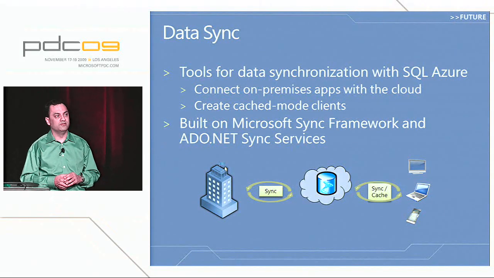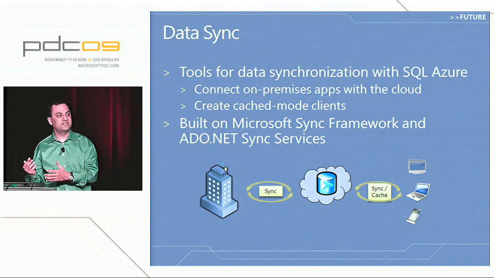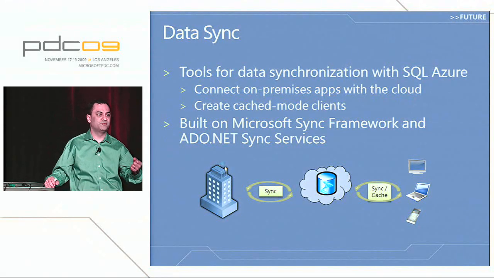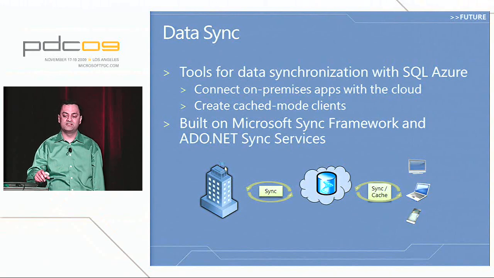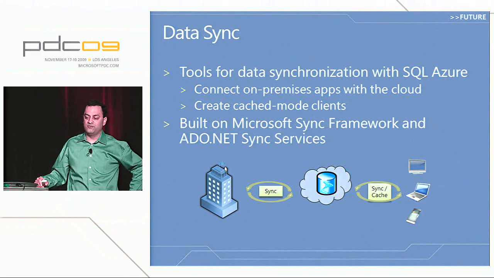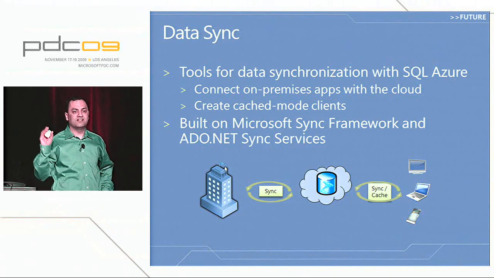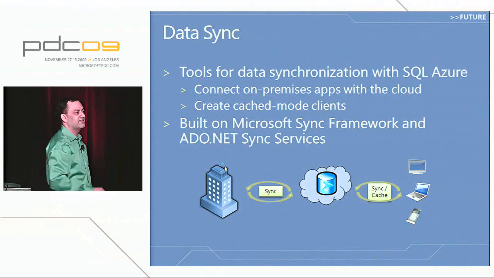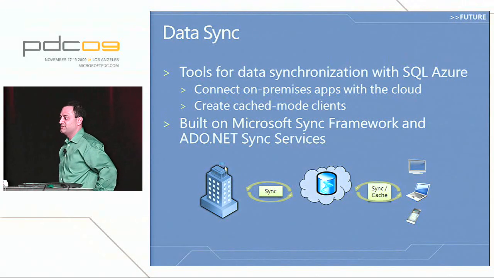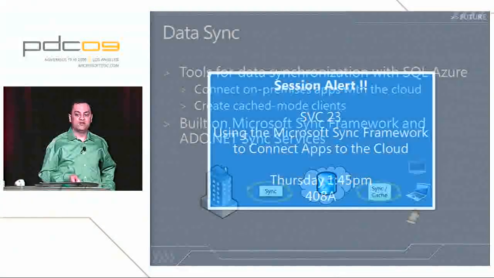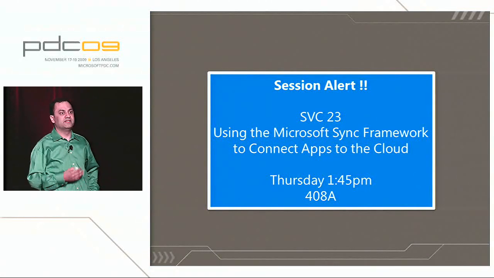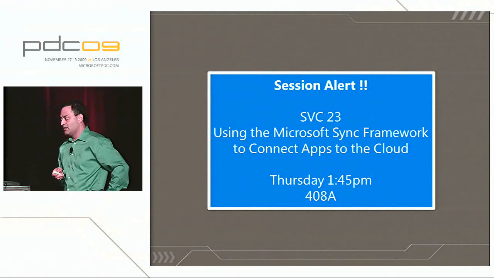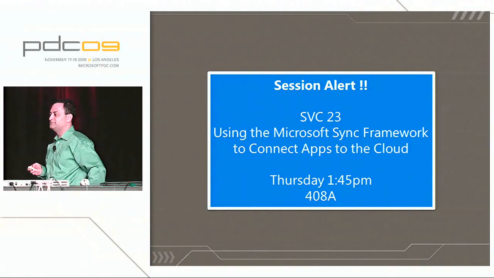So what can you do with this? For instance, you can take your on-premise apps and essentially just change the provider and talk to SQL Azure. You can build these cache mode clients and sync back and forth. I said there's no pictures in my talk, but I guess I stole one, so that's a little picture showing where that is. And we do have a talk on this on Thursday that'll give you all of the details on how you use the sync framework from SQL Azure.